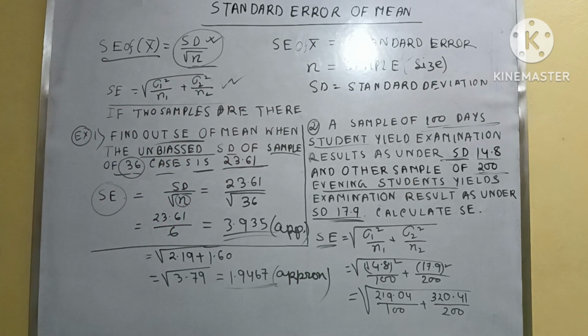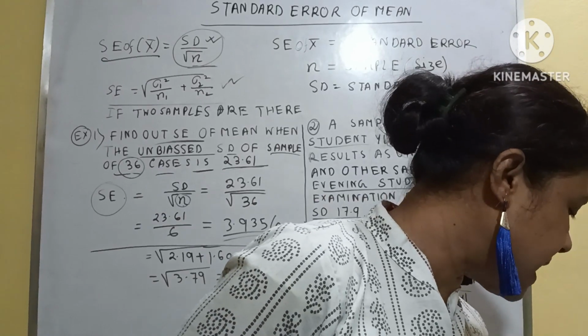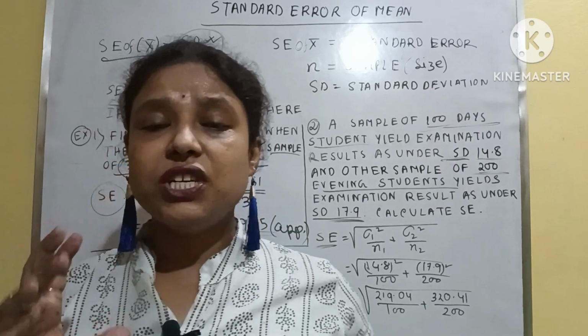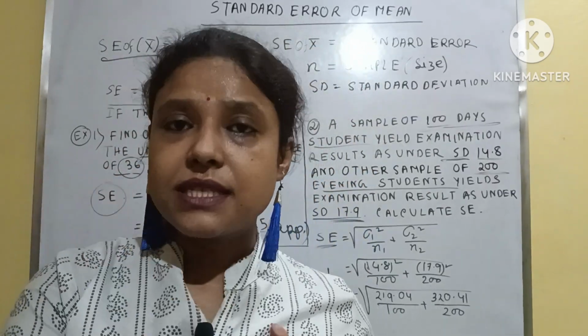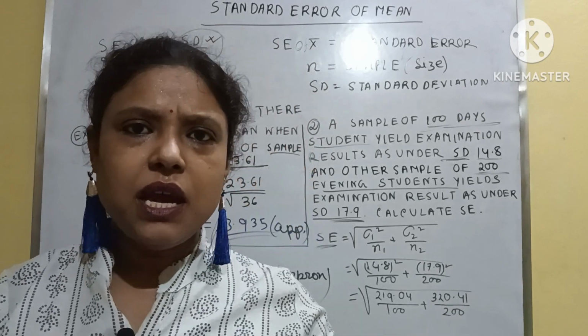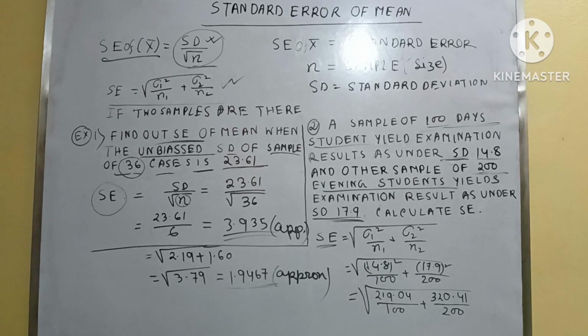Now I think you can properly understand how you calculate the standard error. Okay, let's start with the next example. We will find out the SE and SD in a problem.